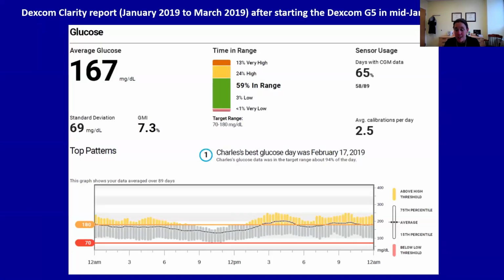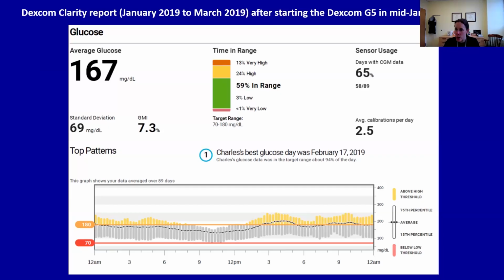And here is his CGM data. So you can see here, average glucose, which before would have been in the 200s to 300s, 167 using the Dexcom G5, 59% time in target range, and overall with a GMI of 7.3%. So really the best I'd ever seen his blood sugars was when he was doing calibrations consistently. So the G5 really seemed to work well for him.